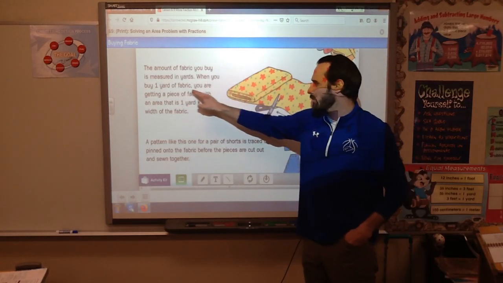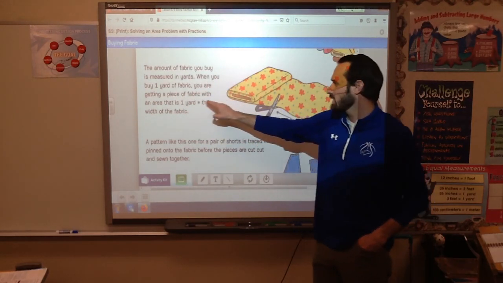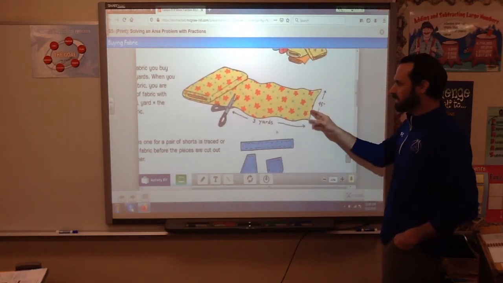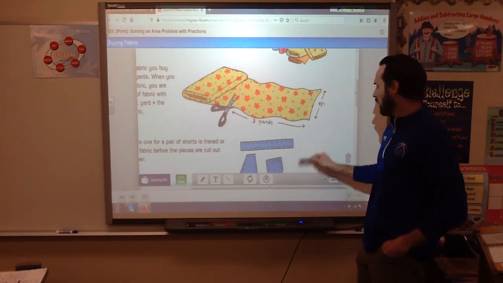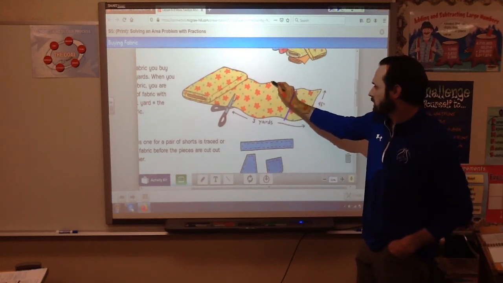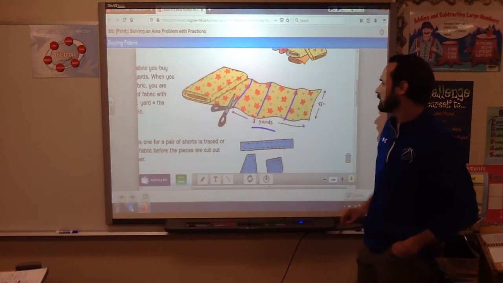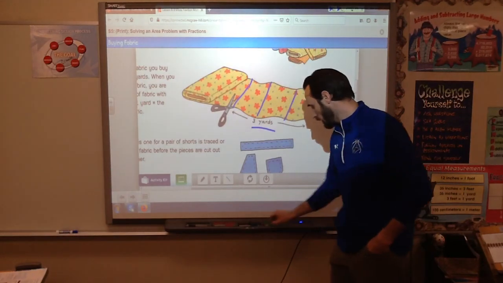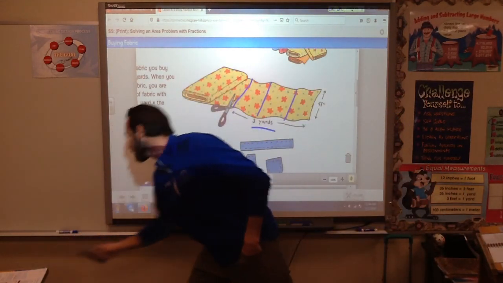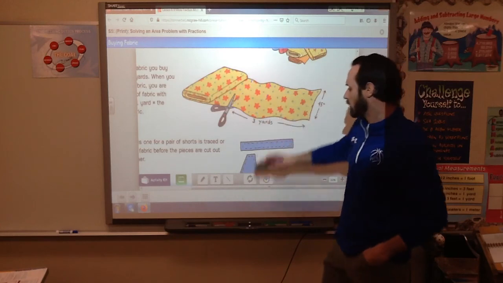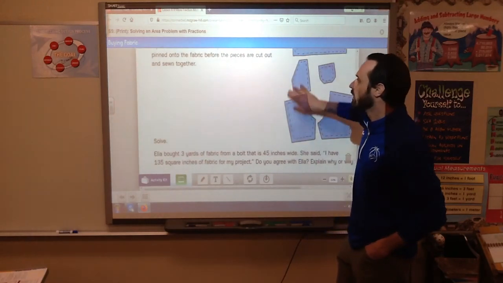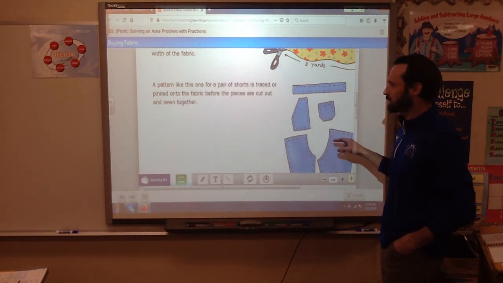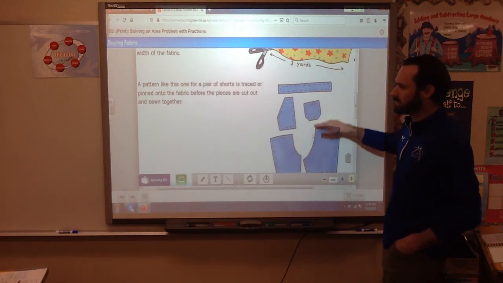When you buy 1 yard of fabric, you are getting a piece of fabric with an area that is 1 yard times the width of the fabric. So if you look, this person is buying 3 yards because you'd have to split, you have 3 yards here, and you'd split this into 3 pieces, and hers is 45 inches long. So, then it talks about having a pattern. This is a pattern for a pair of shorts, apparently. It's traced or pinned to a piece and then sewn up.